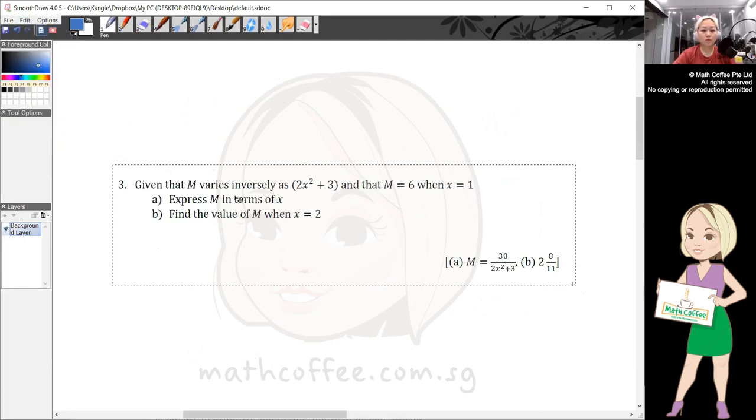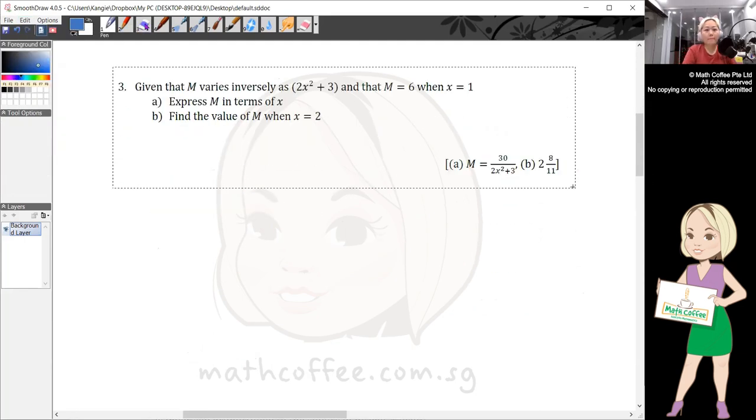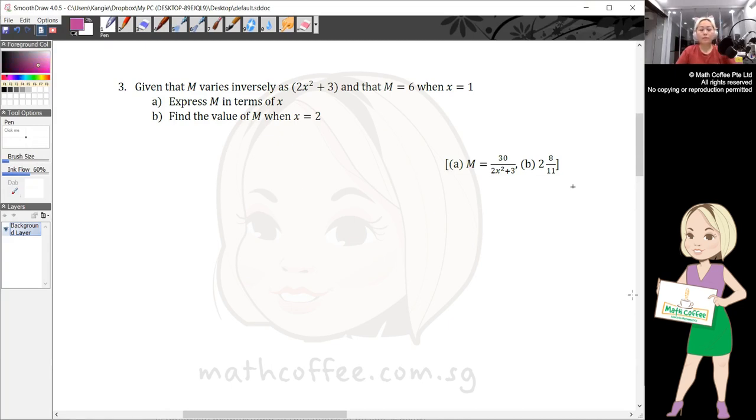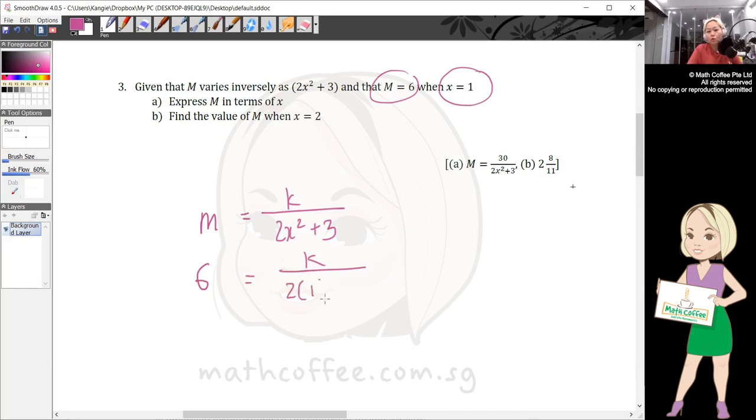Okay, now let's go to question 3. So it says m varies inversely as 2x squared plus 3. So we have our partial formula. It means that m is equal to k over 2x squared plus 3. Okay, because it's inverse, k is at the numerator. Next, they give you a set of values. So what do you do? You sub it in. So you will have 6 equals k over 2 times 1 squared plus 3.